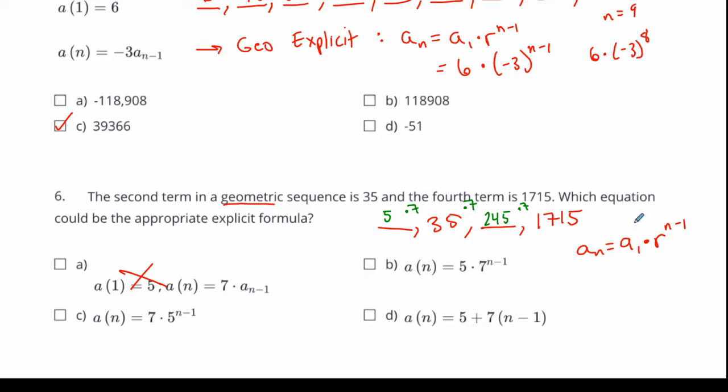So, hey, that says, all right, we know our common ratio is going to be 7. And if your first term is 5, that works. So 5 times 7 to the n minus 1. And that matches up with choice B. So this was kind of an interesting problem where, just by thinking about the nature of explicit formulas versus recursive, we eliminated an answer choice, but that answer choice helped us find the correct answer.